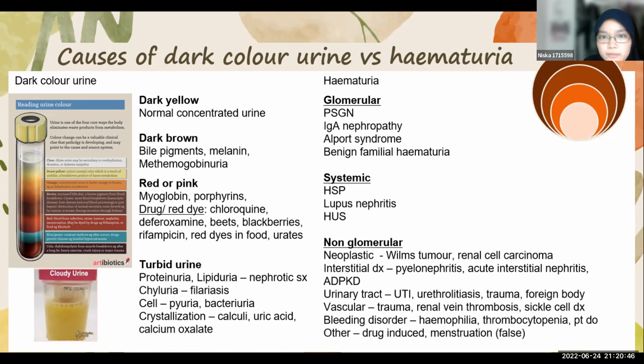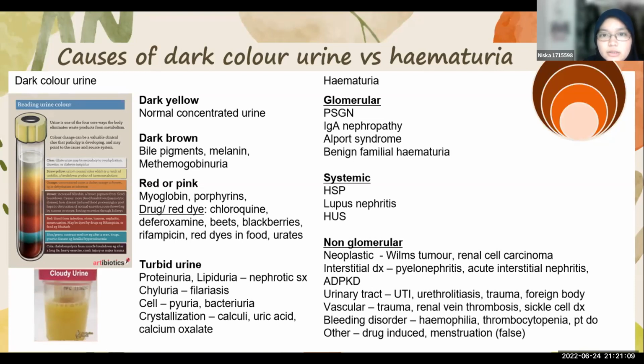Next is red or pink. So one of the causes can be myoglobinuria, which is usually the result of rhabdomyolysis or muscle destruction, releasing a high amount of myoglobin in the blood. This myoglobin can cause acute kidney injury, so we have to check the creatinine level next. Other causes could be porphyrin.